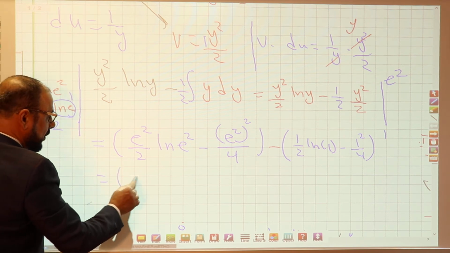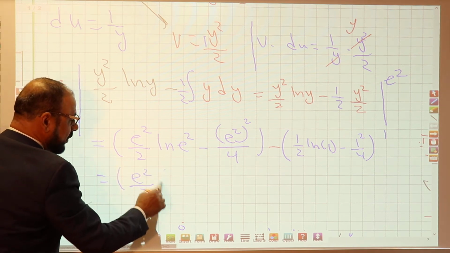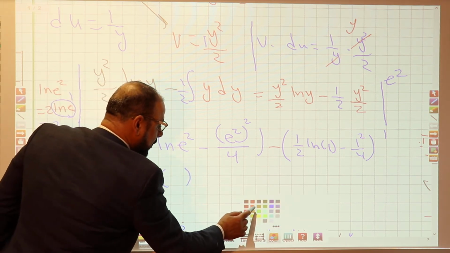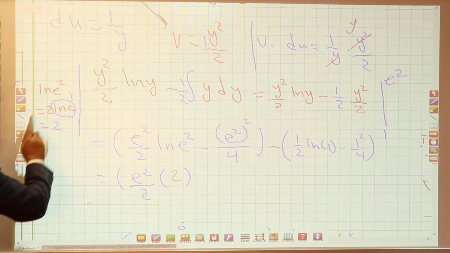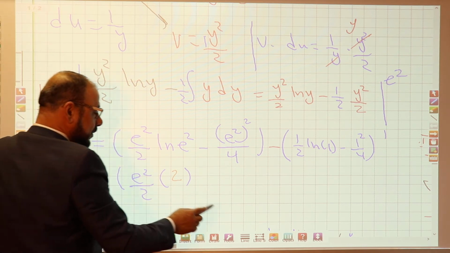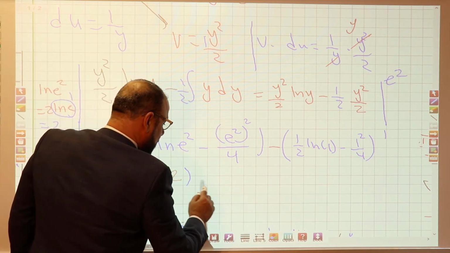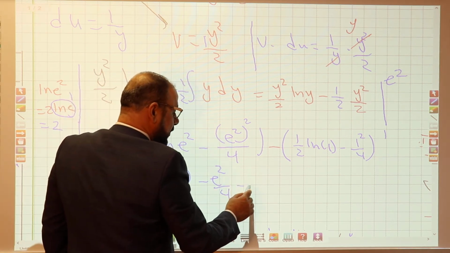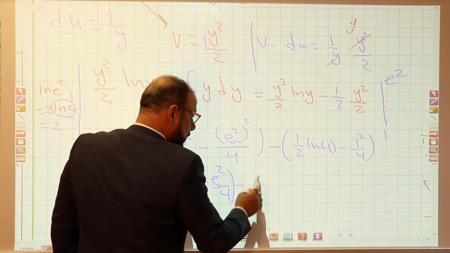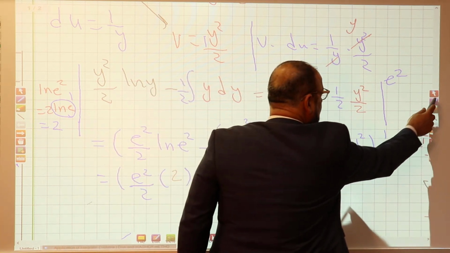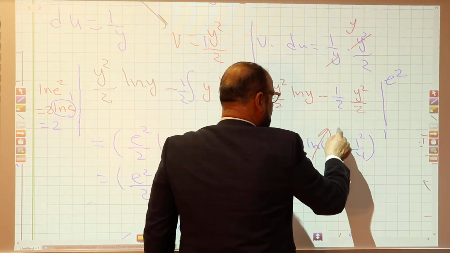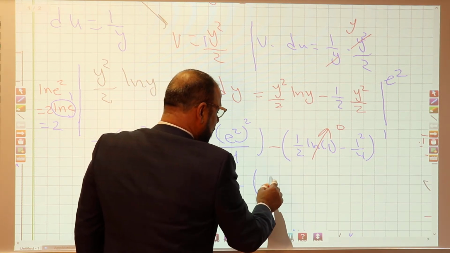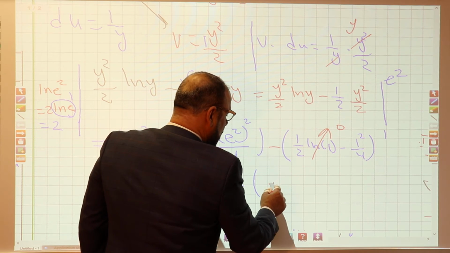Then this equals e squared over 2 times 2, minus e to the 4 over 4, minus ln 1. Ln 1 equals 0, so this is going to be 0, and this is negative 1 over 4.